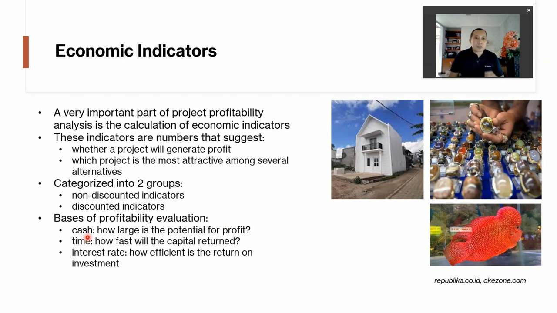The first one is in terms of cash or cash position. So how large is the potential for profit? That's basically the question that can be answered by a cash-based indicator. The second category is time-based indicators, which tell us how fast the capital will be returned. And the third one is the interest rate category, which tells us how efficient the return on investment is, meaning how much money we will get back for a unit dollar that we invest.